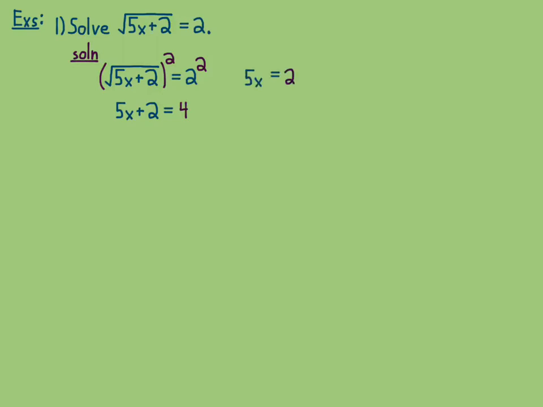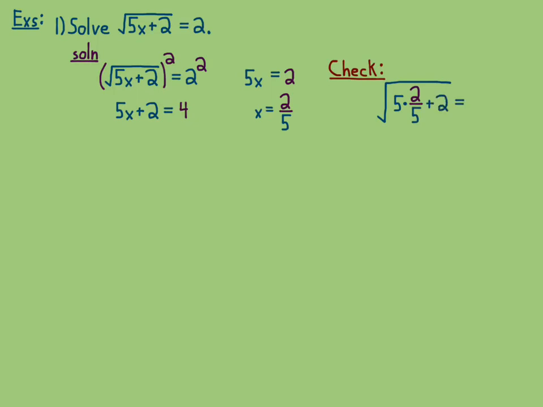Then I isolate the x term. So all I did here was take the 2, put this term on the other side, it becomes minus 2. 4 minus 2 is 2. And then I'm just going to cross multiply this 5. x equals 2/5. Now I take that and check it by plugging it into the original equation.